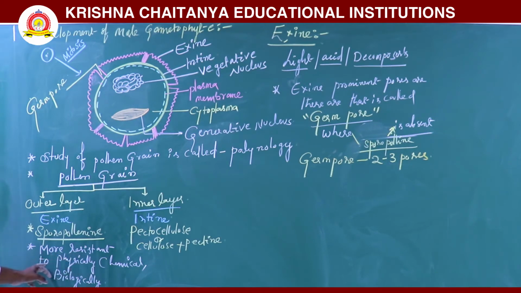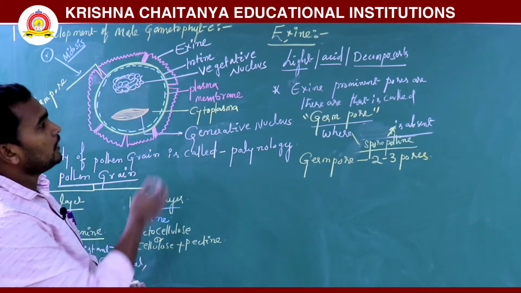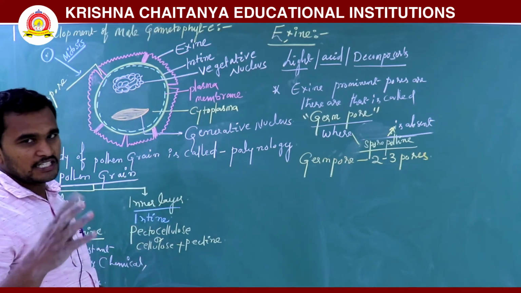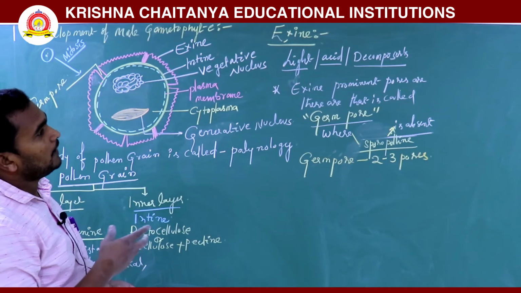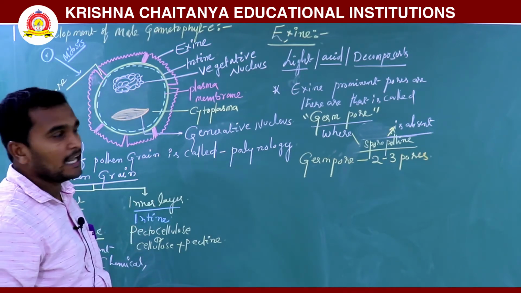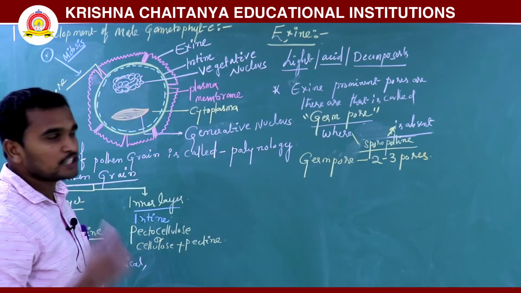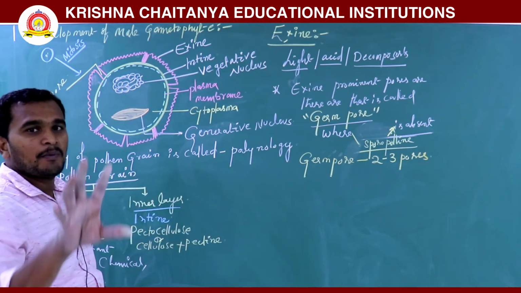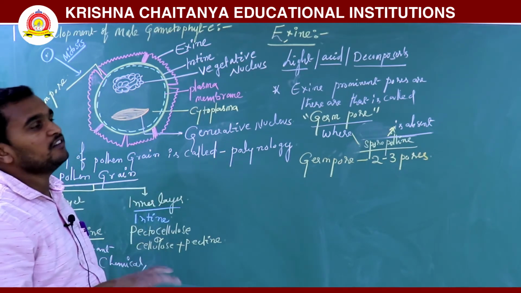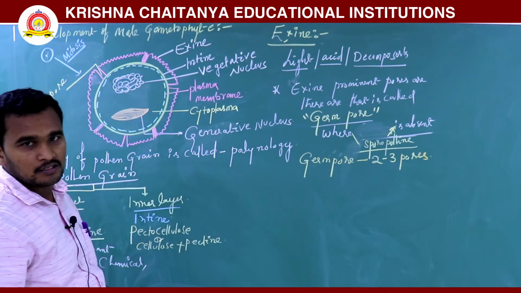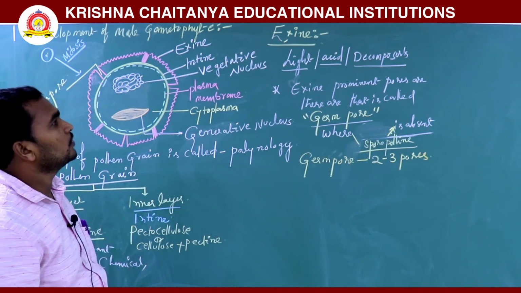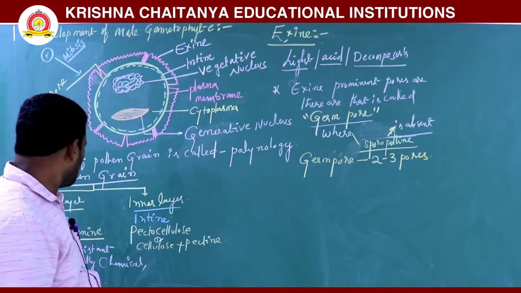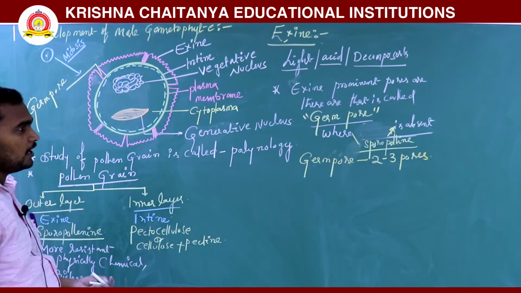It is more resistant biologically, chemically, and physically. Even if light is more, it is not decomposed. If we pour acids, it does not degrade. Even if decomposers, some microorganisms, are decomposing, the sporopollenin does not degrade. That's why it is more resistant physically, chemically, and biologically.